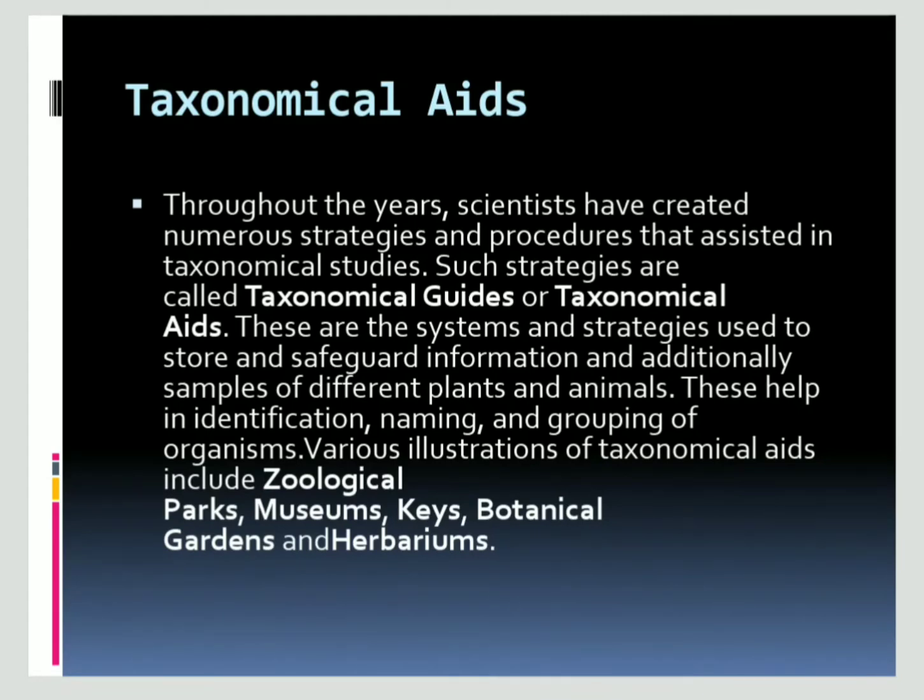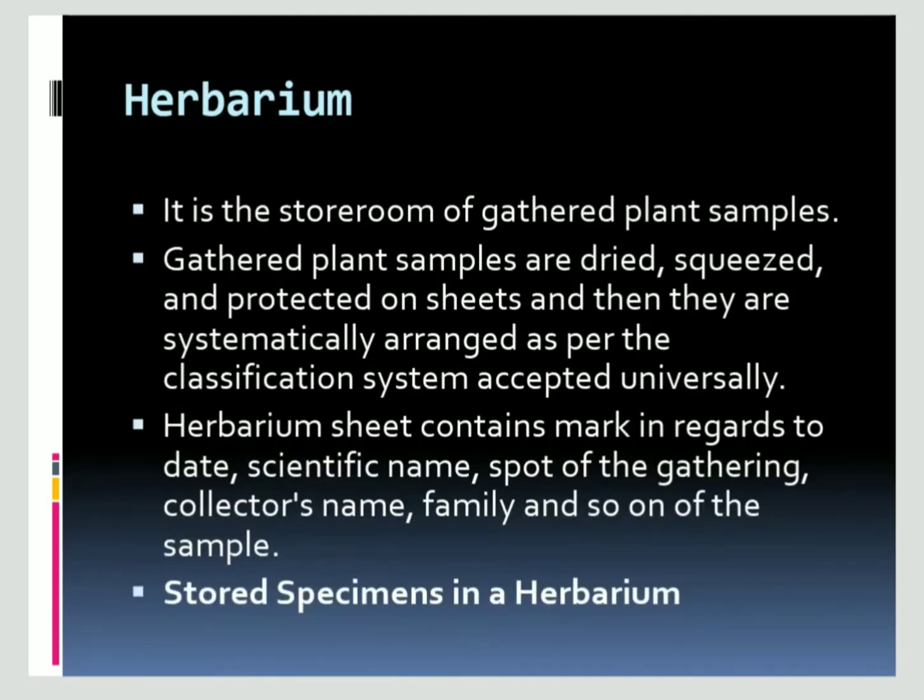Various illustrations of taxonomical aids include zoological parks, museums, keys, botanical gardens and herbarium. Let us see one by one. Herbarium is the storehouse of gathered plant samples. Gathered plant samples are dried, pressed and preserved on sheets, and they are systematically arranged as per the universally accepted classification system. Herbarium sheets contain marks regarding the date, scientific name, place of collection, collector's name, and so on. So these are the specimens stored in a herbarium.